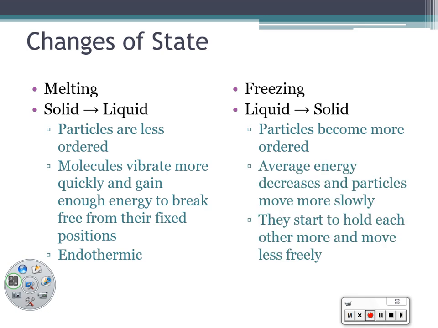The energy of the particles decreases. They move more slowly. And that means they start holding on to each other more often. They start increasing the attractions between them. The average energy decreases. Particles move more slowly. And because they move more slowly, they start to hold on to each other more, and they don't have as much freedom of motion. If they don't have as much freedom of motion, now they transition into that solid phase, that nice orderly arrangement where they're holding on to each other.